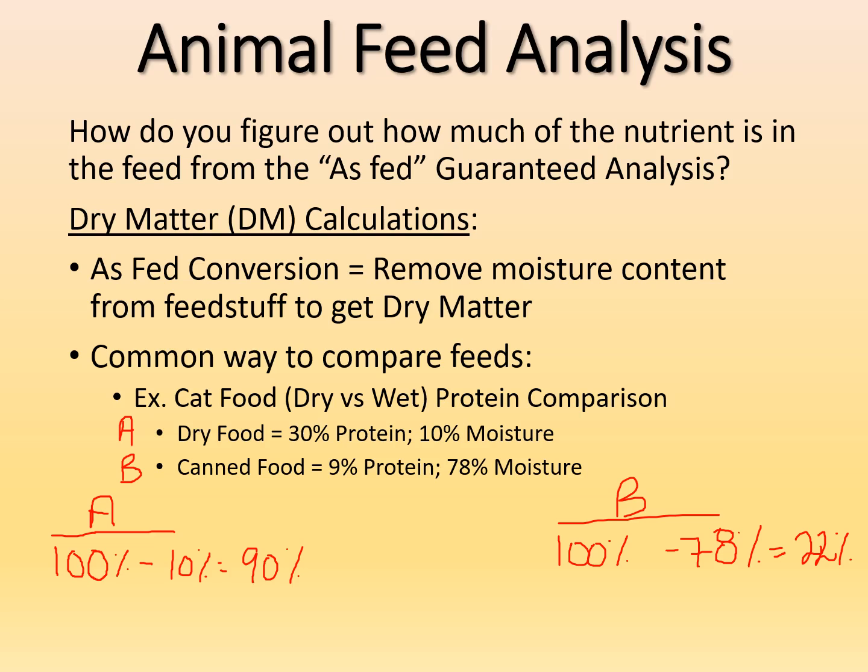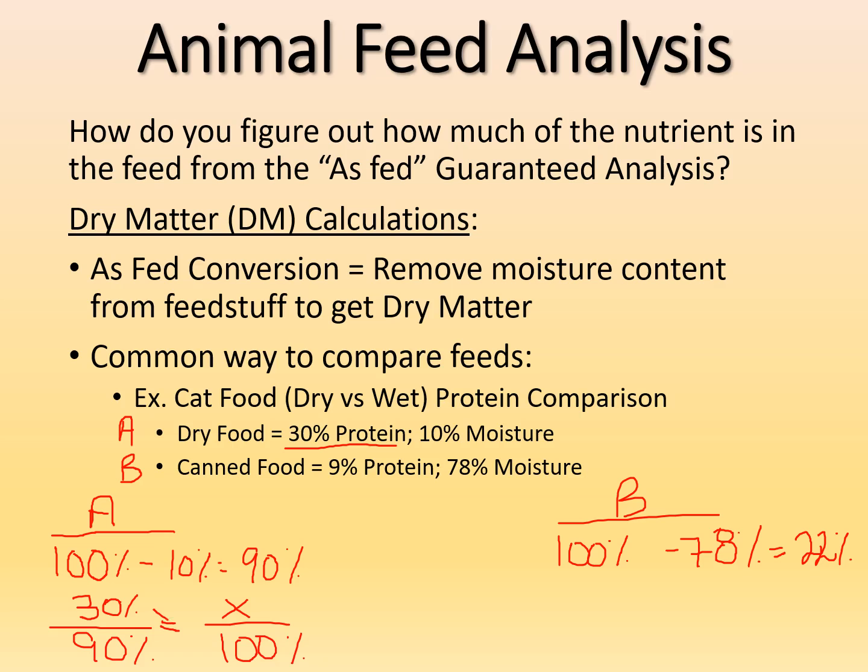So we're going to have to do a ratio essentially. For our dry food, we say we have 30% protein. So we're going to do 30%, but it's going to be out of 90, not out of 100, because we've removed our moisture. Now that's going to be an X amount out of 100. That's what we're looking for, the actual amount of protein, and that's X. So we want to solve for X.